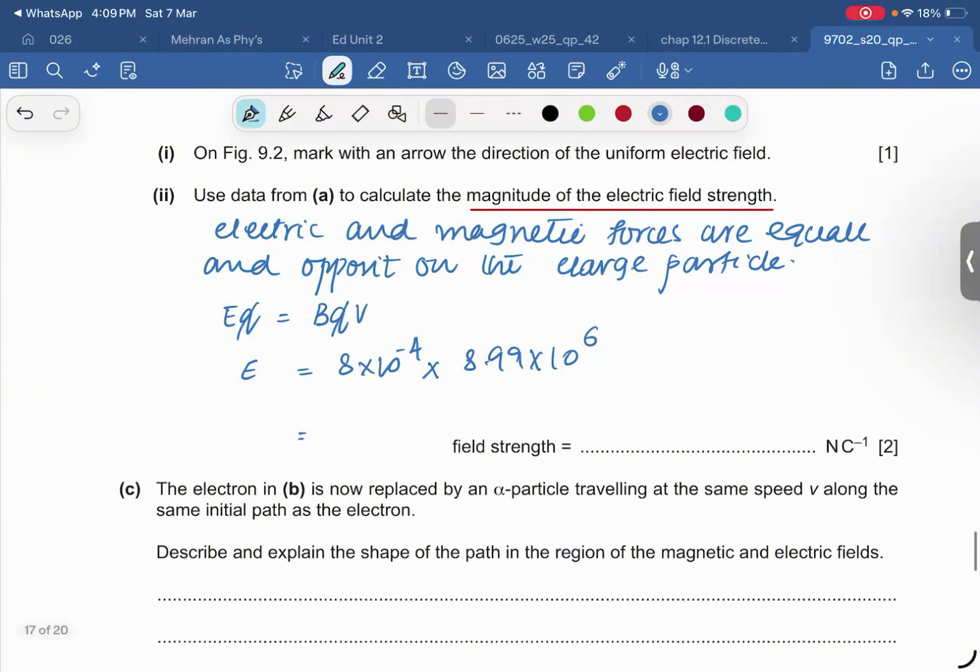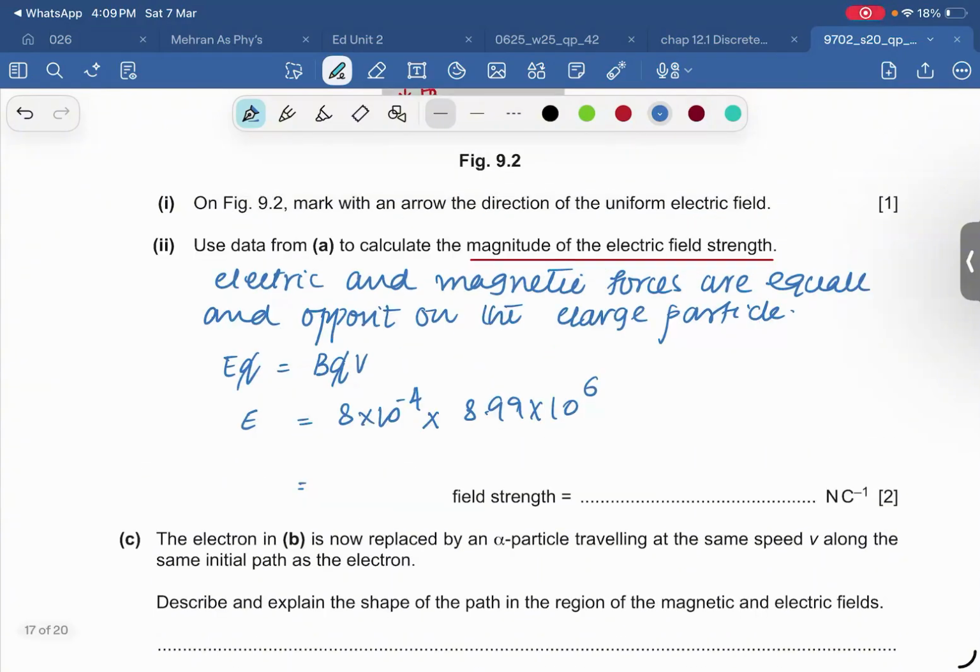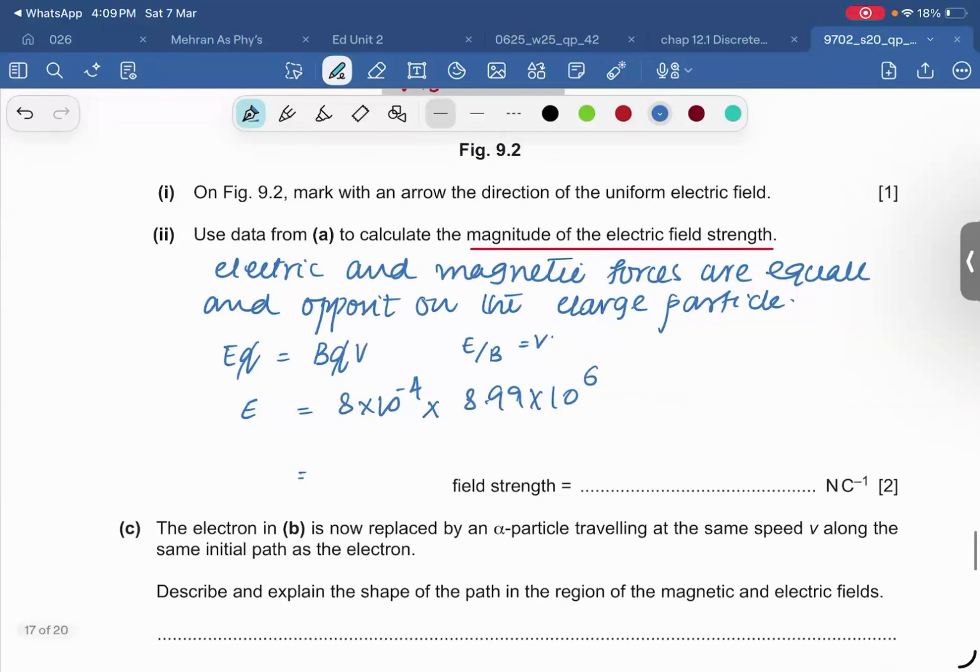For this question, you don't have to show anything. If you can go directly E over B is equal to V, then you'll get the mark. But if the question asks you to show or derive this, then you have to show everything. But it's better to be on the safe side by showing everything. That's why I show.